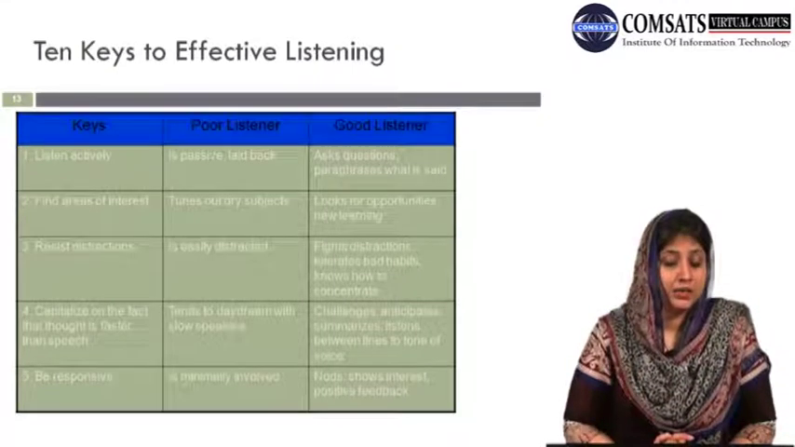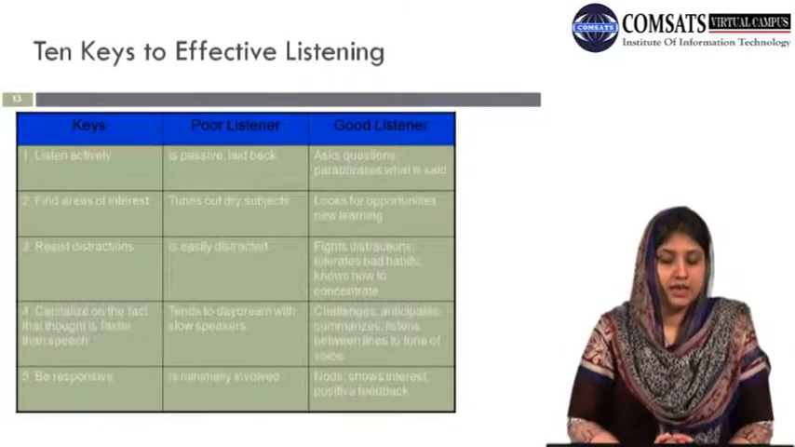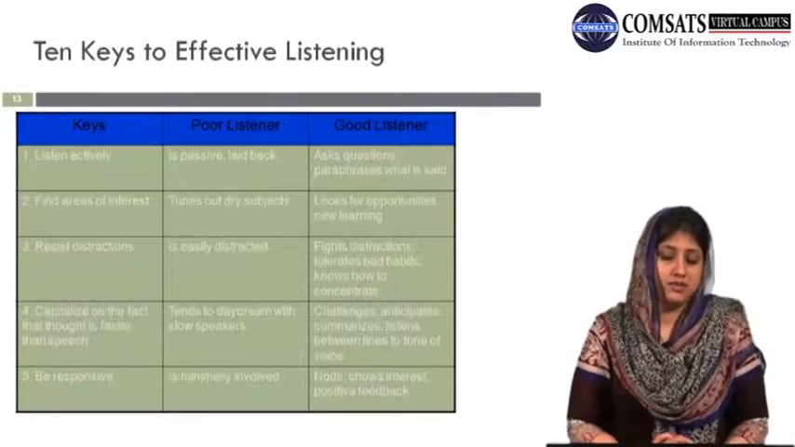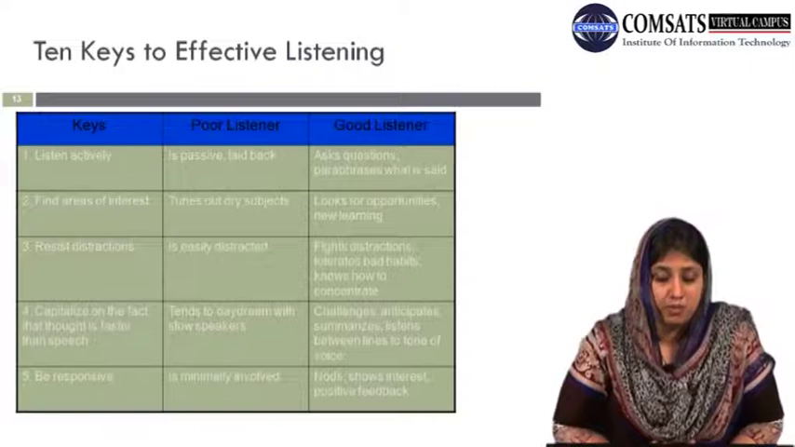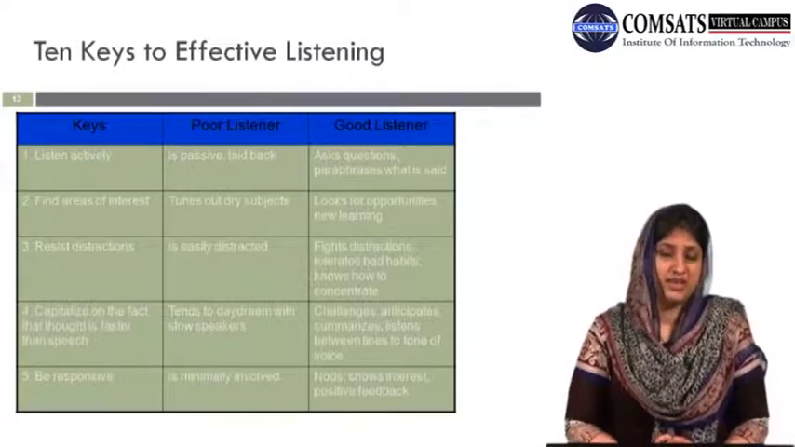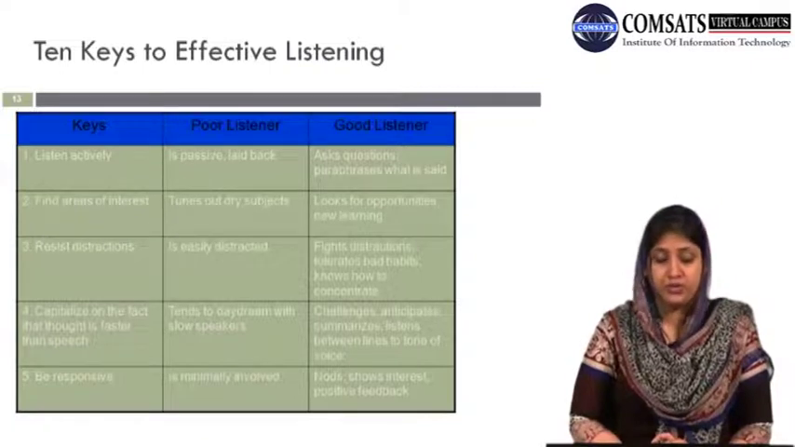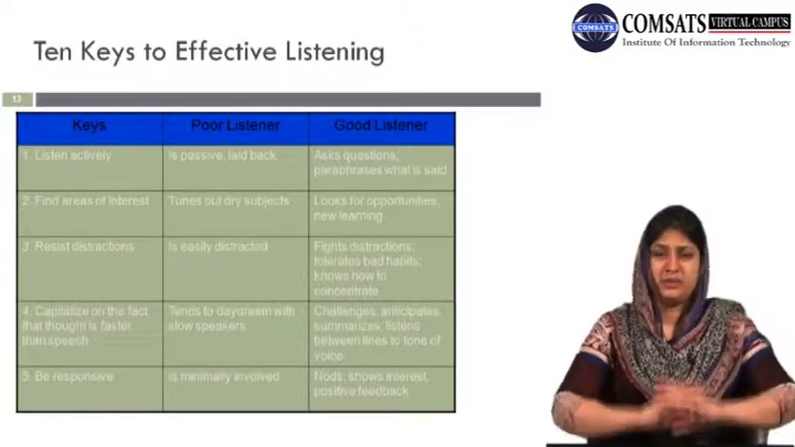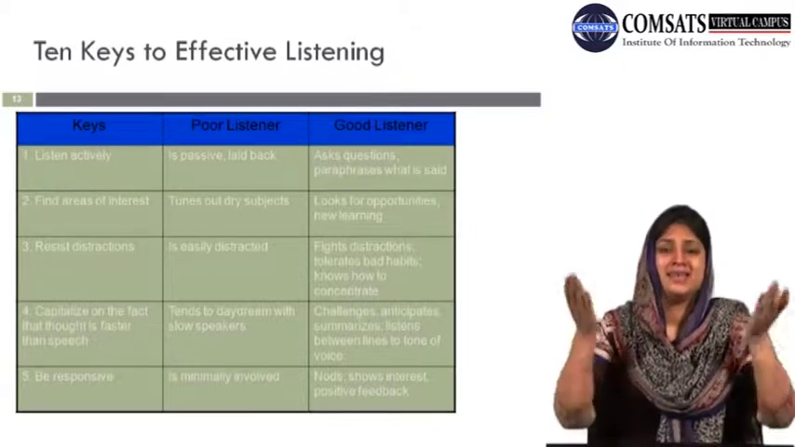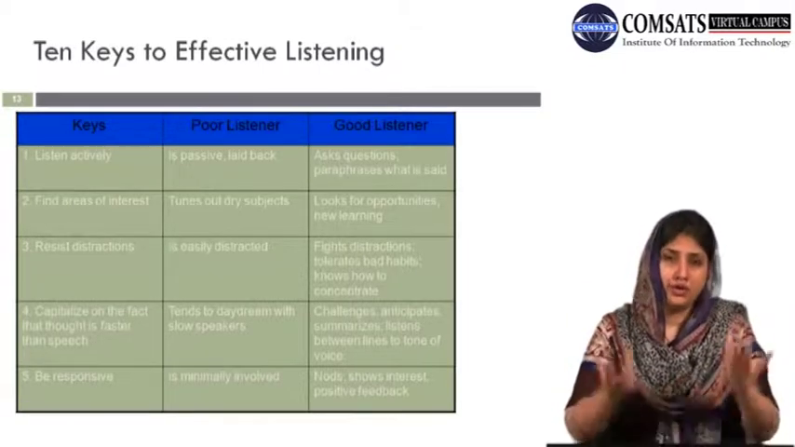Then find areas of interest. Sometimes a poor listener tunes out a dry subject. But what do active listeners do? They look for opportunities. They look for opportunities of new learning, because whatever is being said always has something for you to learn, to grasp.